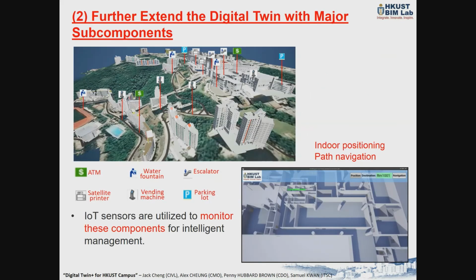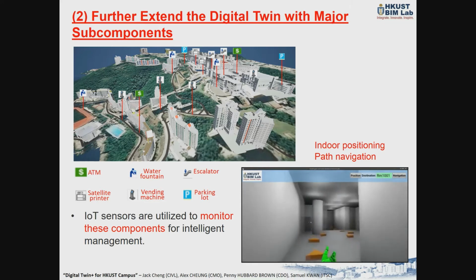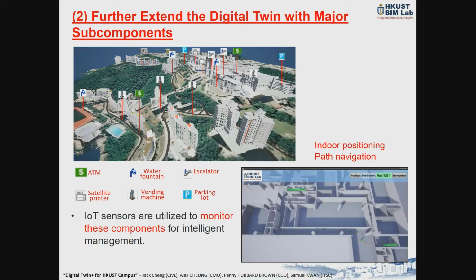In the second part, various types of facilities like water fountain and printers will be added in the digital models. They will be monitored for intelligent management. With positioning technology, we can then easily locate these subcomponents with reference to our location.